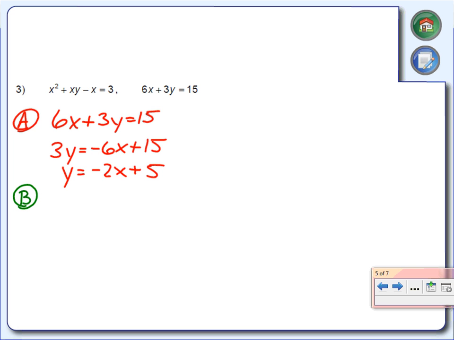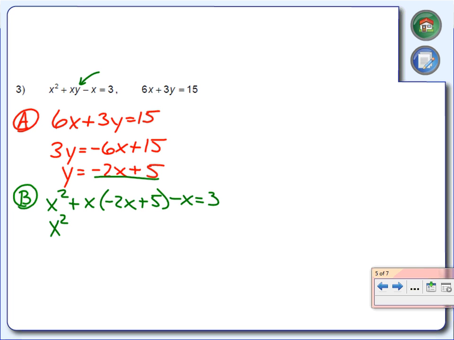Now what we're going to do is we're going to go to the other equation and we're going to replace this y with a negative 2x plus 5. We're substituting it in. That's why we call this substitution. So now we have x squared plus x. We're going to replace the y with negative 2x plus 5 minus x equals 3. So everything stayed the same. All I did was replace y with a negative 2x plus 5. And we're going to solve that.